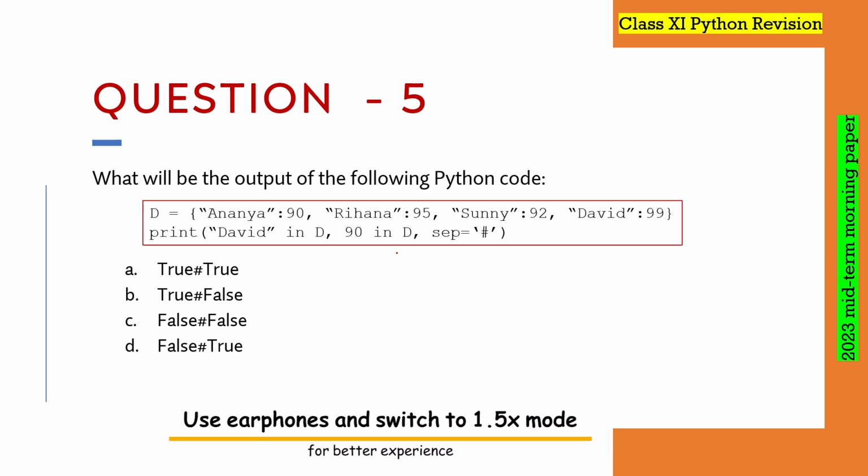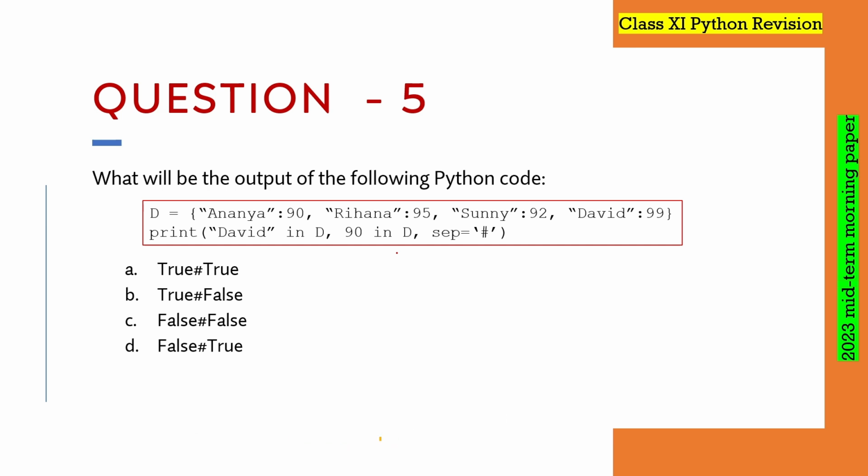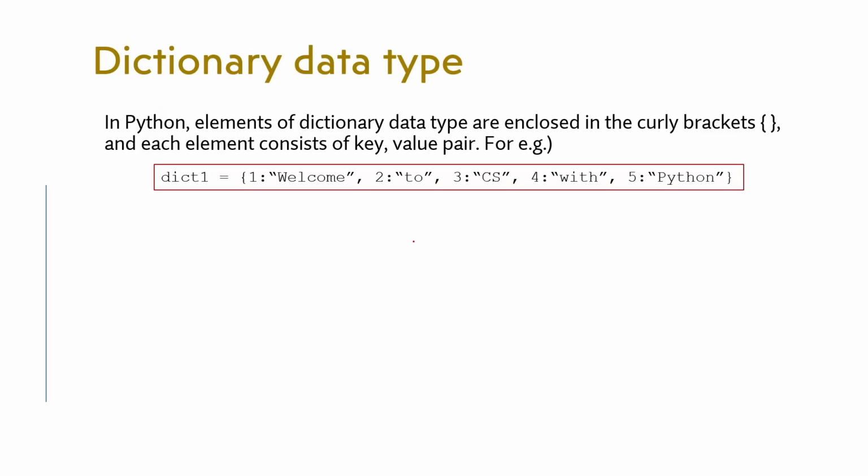So this is question number 5 from the 2023 midterm morning session paper, and this question comes under the topic Class 11th Python revision. In this particular question, a Python code has been given to you and it has been asked what will be the output of this particular code. Before answering this one, I want to brief you regarding dictionaries in Python.